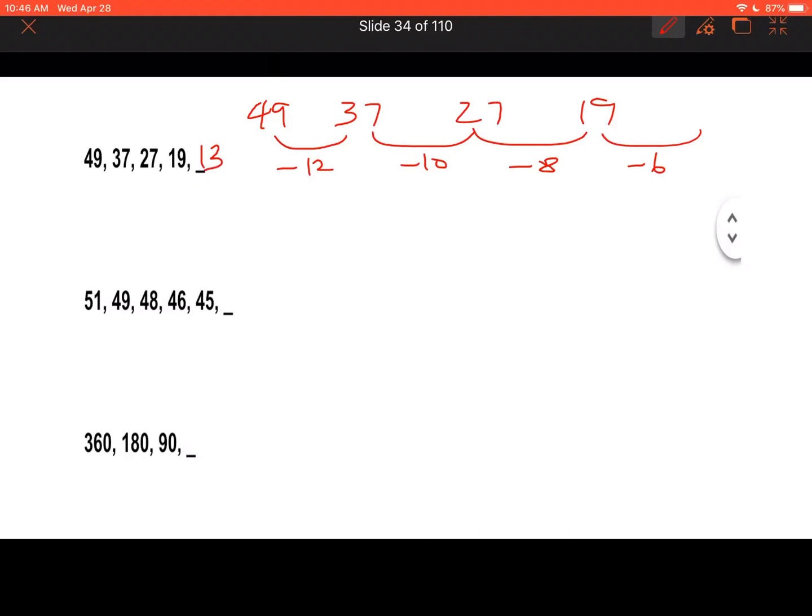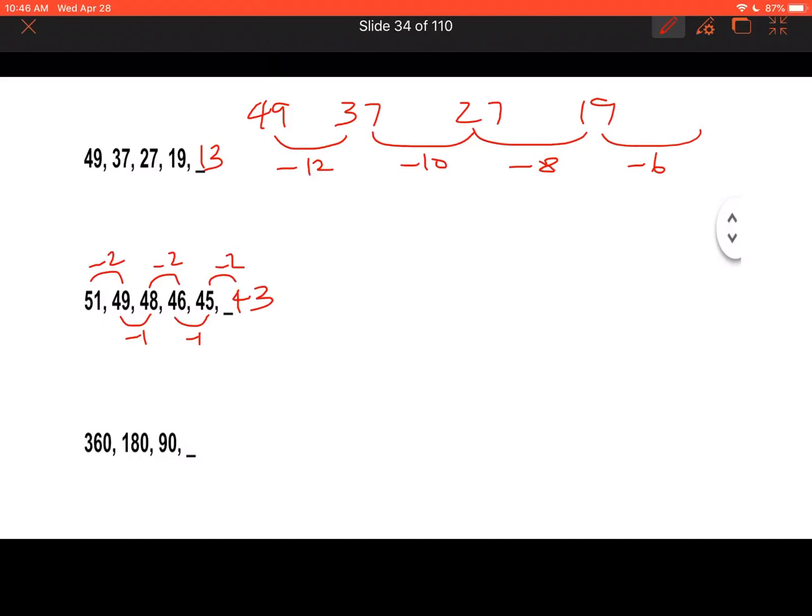Okay, so 51, 49, 48, 46, 45 is also because of subtraction only. 51 minus 49 is 2, right? Yes. 49 to 48 is minus 1. 48 to 46 is minus 2. So there's a pattern: minus 2, minus 1, minus 2, minus 1. So next has to be a minus 2, that is 43.